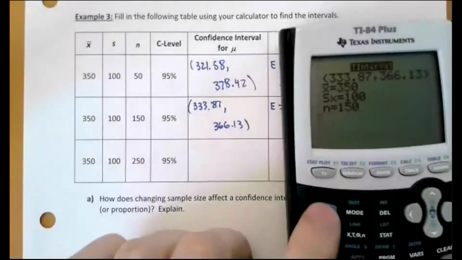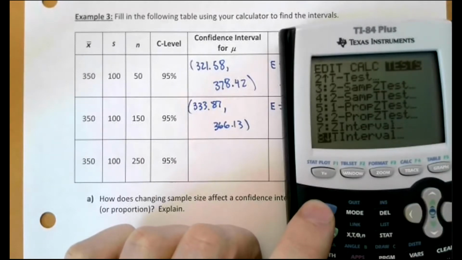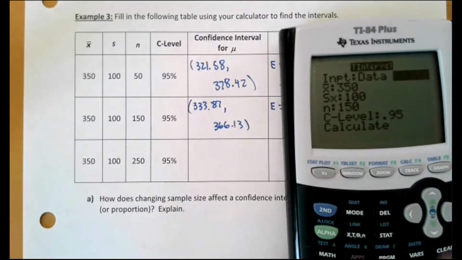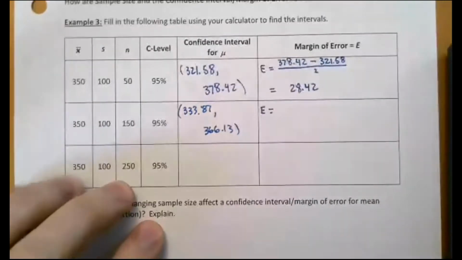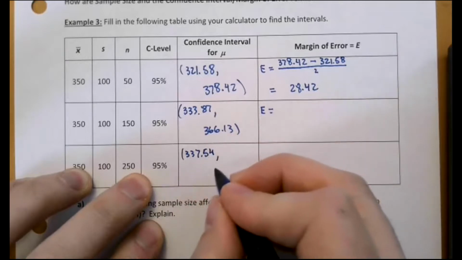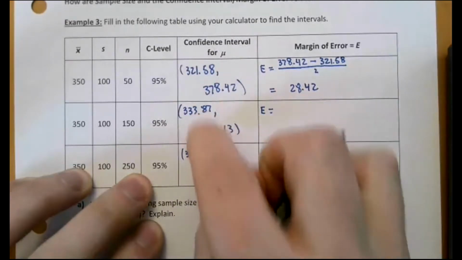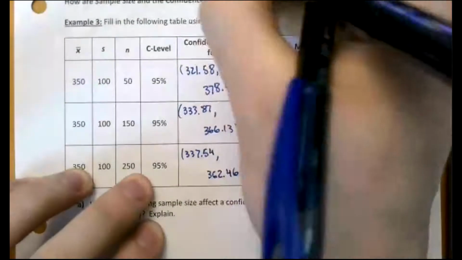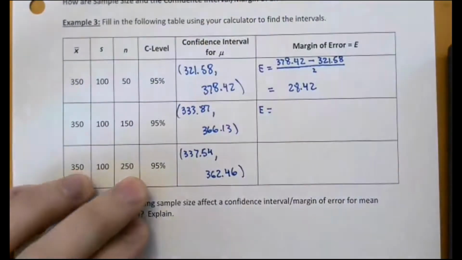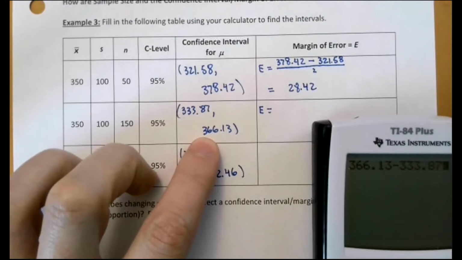Okay, so I guess we have to get one more here. In general, if you increase the sample size, you are going to decrease the width of the confidence interval. The last one is 337.54, 362.46. So this is even larger than that, and this is even smaller than that. So we've brought in that confidence interval even more. So in terms of margins of error, I'm just going to type them. I'm assuming you all got them, right?